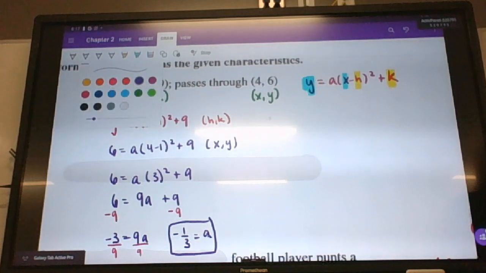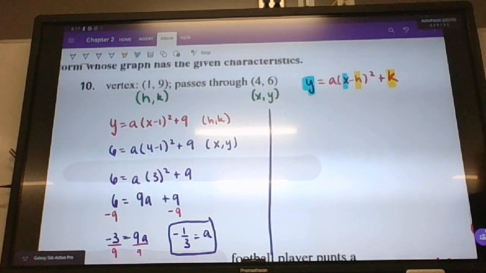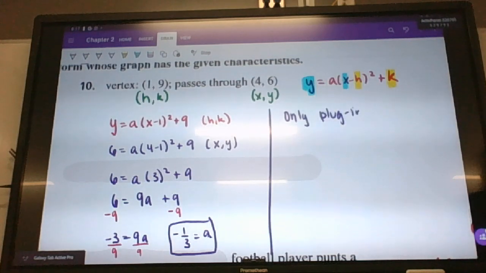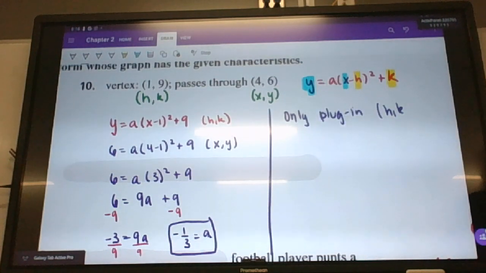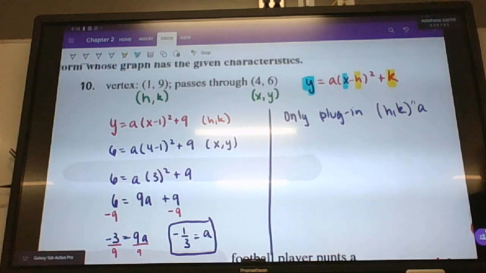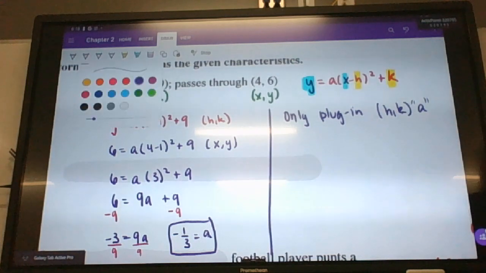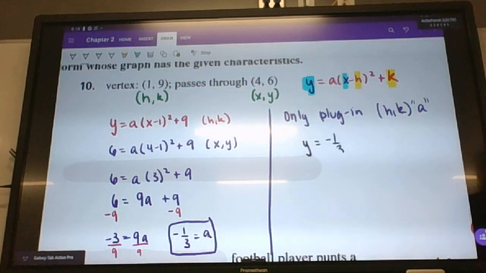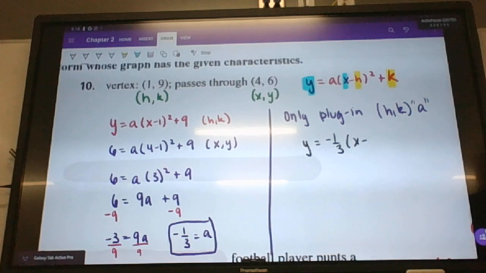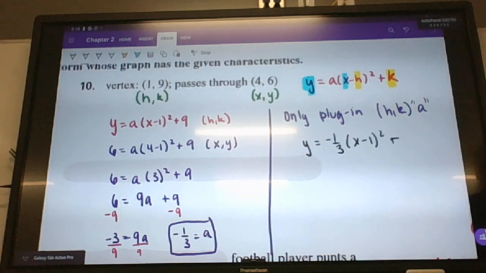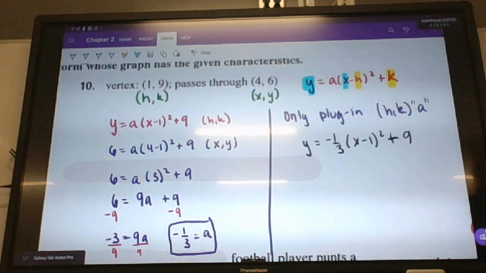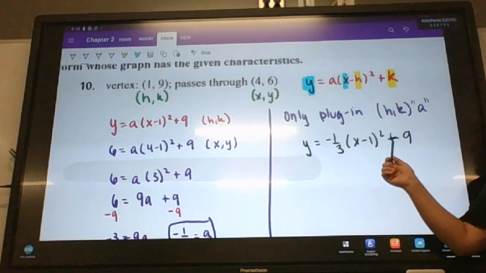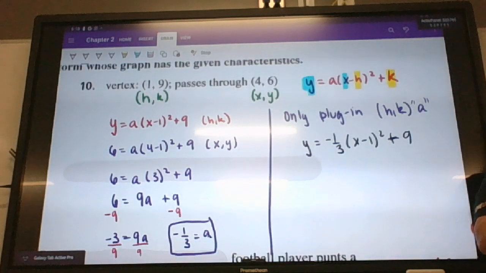Now I'm going to do it all over again. This time, I'm only plugging in the H, the K, and the A value we just found. And so to simplify this, we don't have a 0 this time around. I would FOIL it.